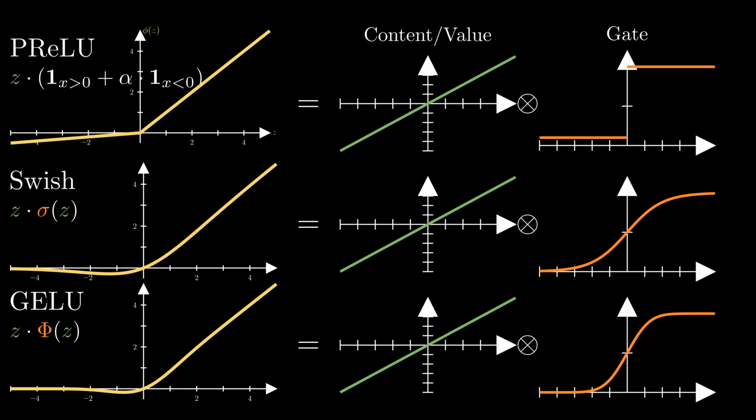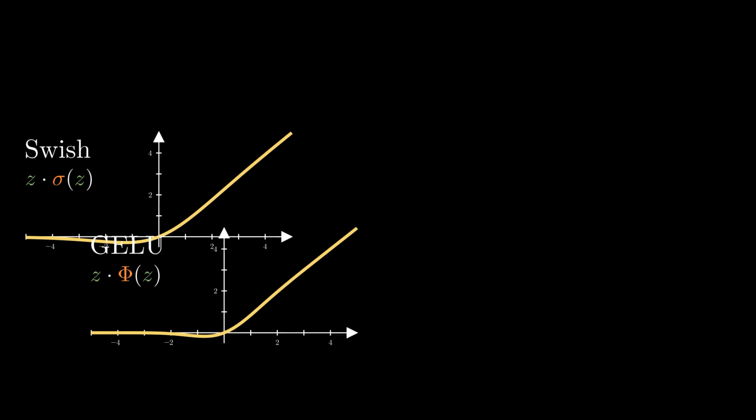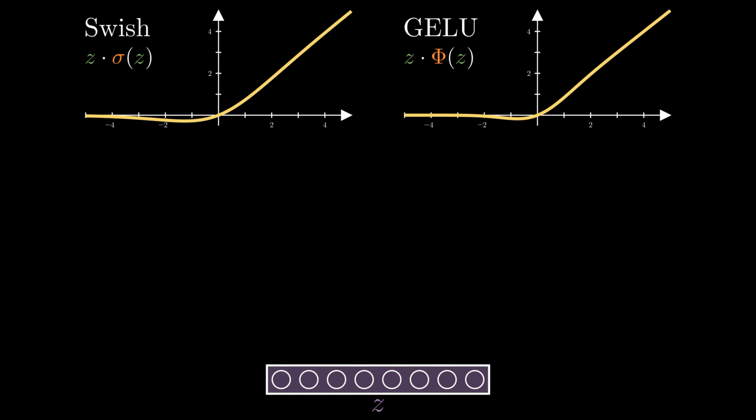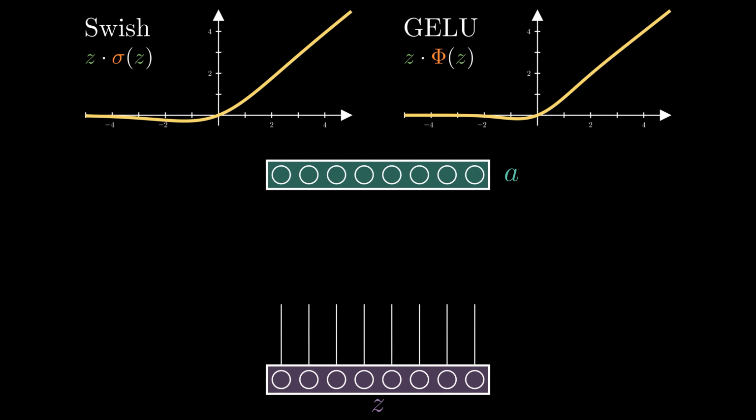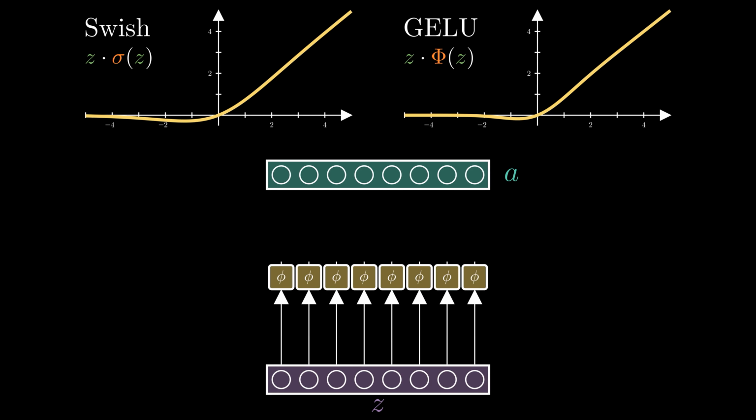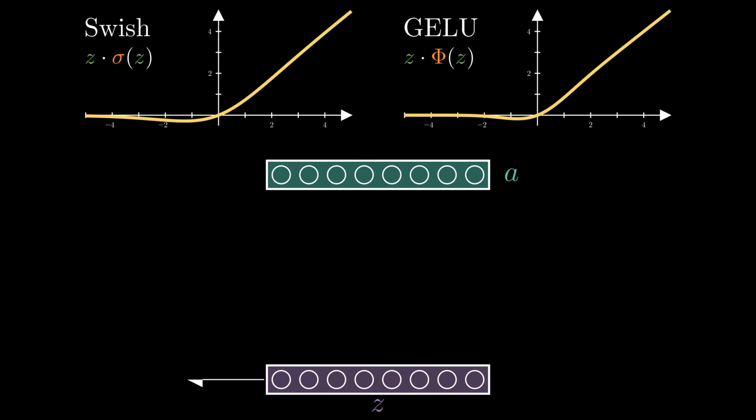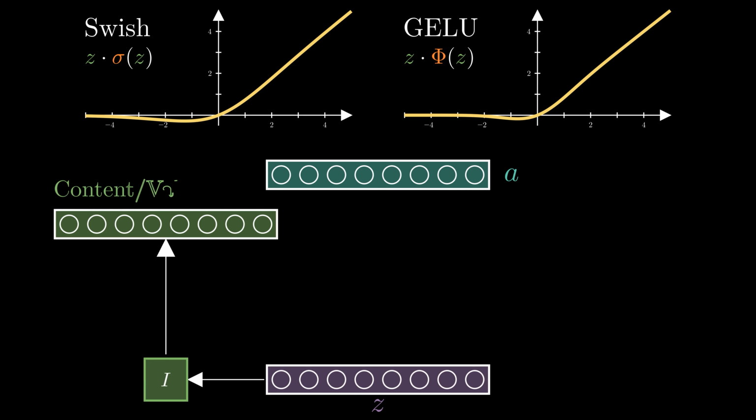Both Swish and GELU are smooth approximations to the same idea: let the network decide on a per-value basis how much signal to pass, rather than enforcing a hard cutoff at 0. Let's now revisit the content and gate interpretation and push it further. Instead of applying a fixed activation function phi to each entry of z, we decompose the operation into two separate paths. The first path produces the content vector. In the simplest case, this is just the pre-activation vector z itself.